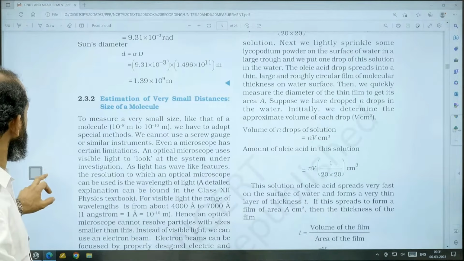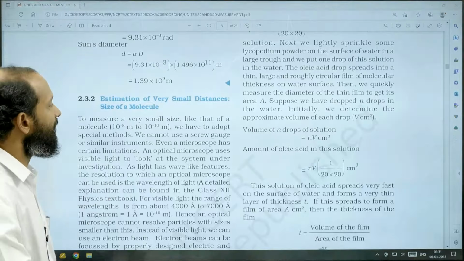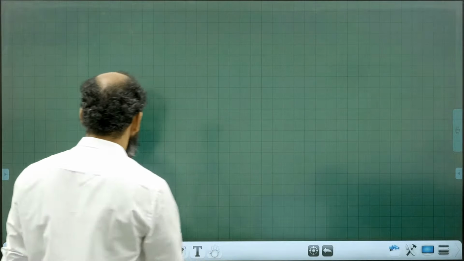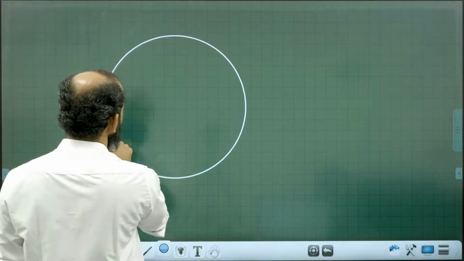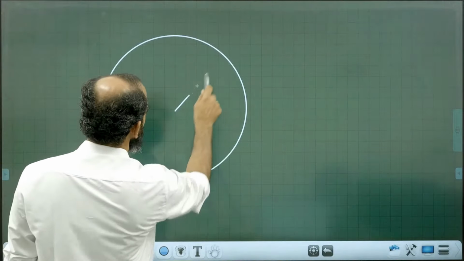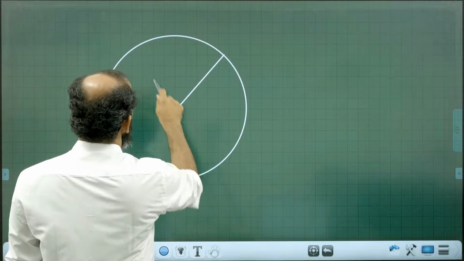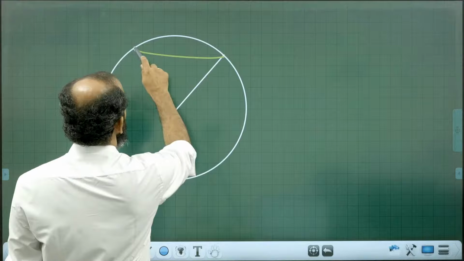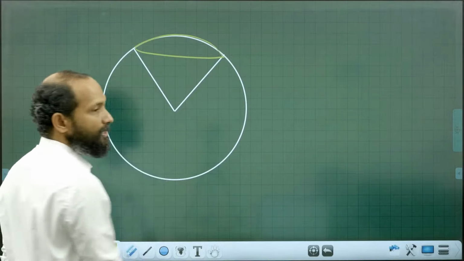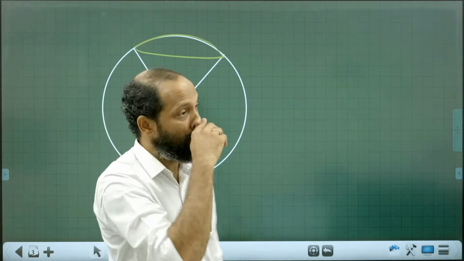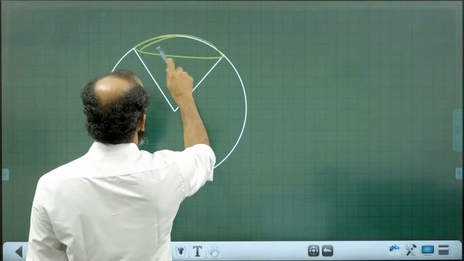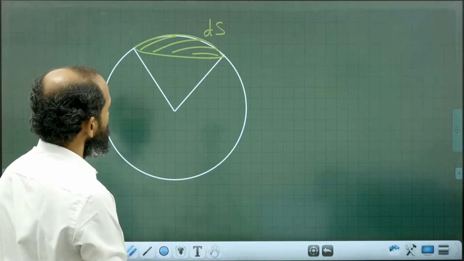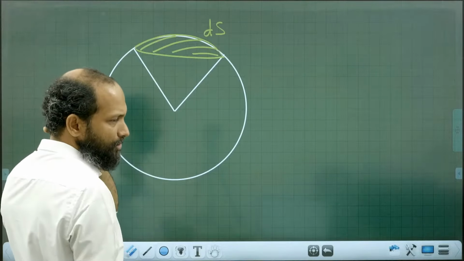With that, I have to tell you something more about the solid angle. What do you mean by solid angle? You consider a sphere of radius r. And you choose a differential surface, maybe a spherical cap, of area ds, defined at its surface. A small spherical cap you consider.